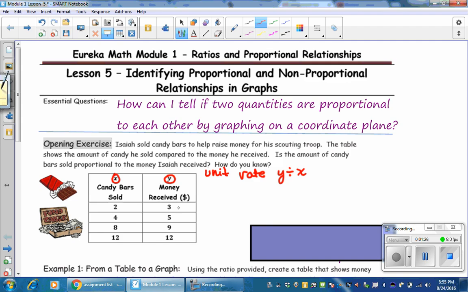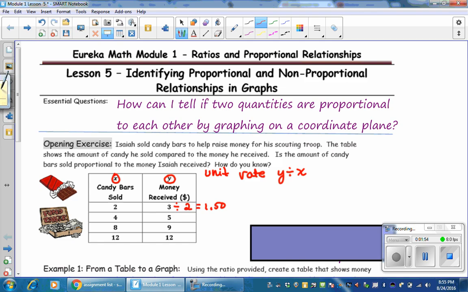So our first division problem is $3 divided by 2 candy bars. And go ahead and enter that on your calculator or figure it out. And the answer is $1.50. So what that means is each candy bar cost $1.50. Now figure out the cost of the candy bars based on the money received for the rest of the table.